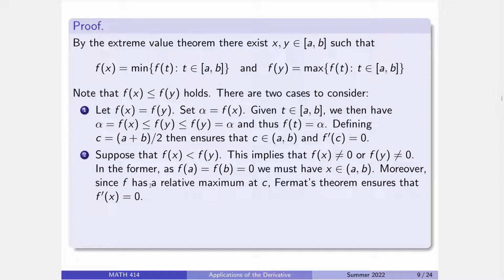Now, note, f has a relative max at c because it has an absolute minimum at x, and it's a minimum.